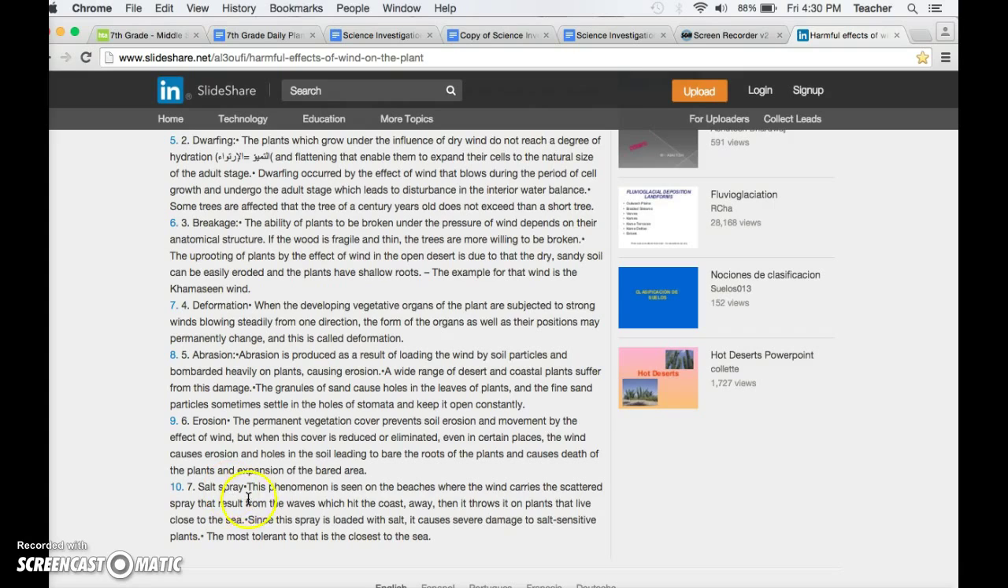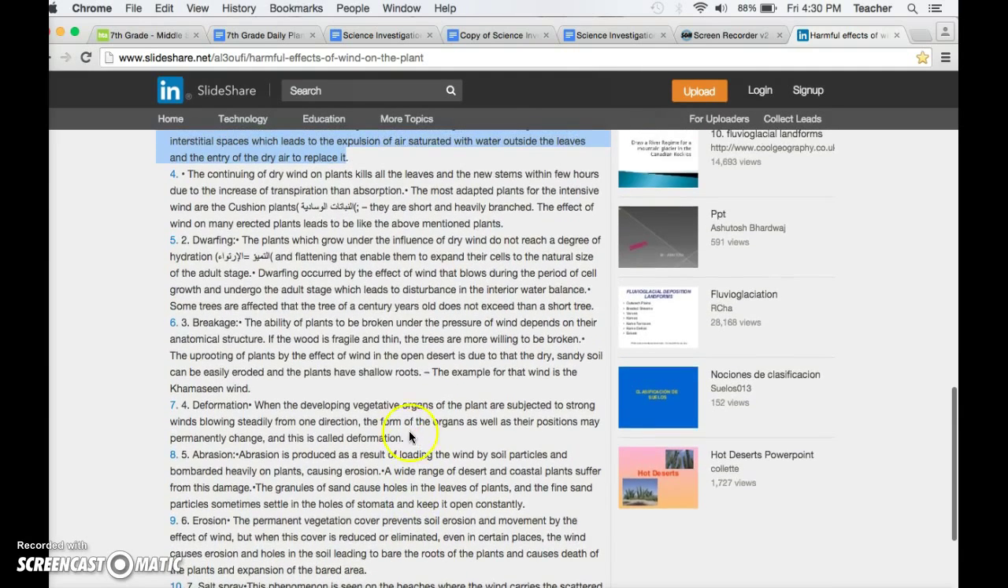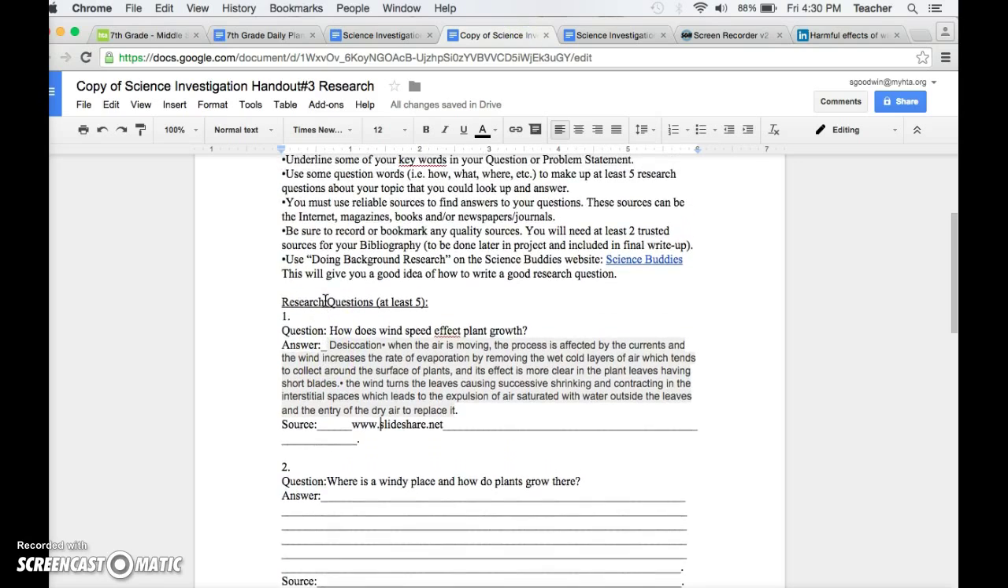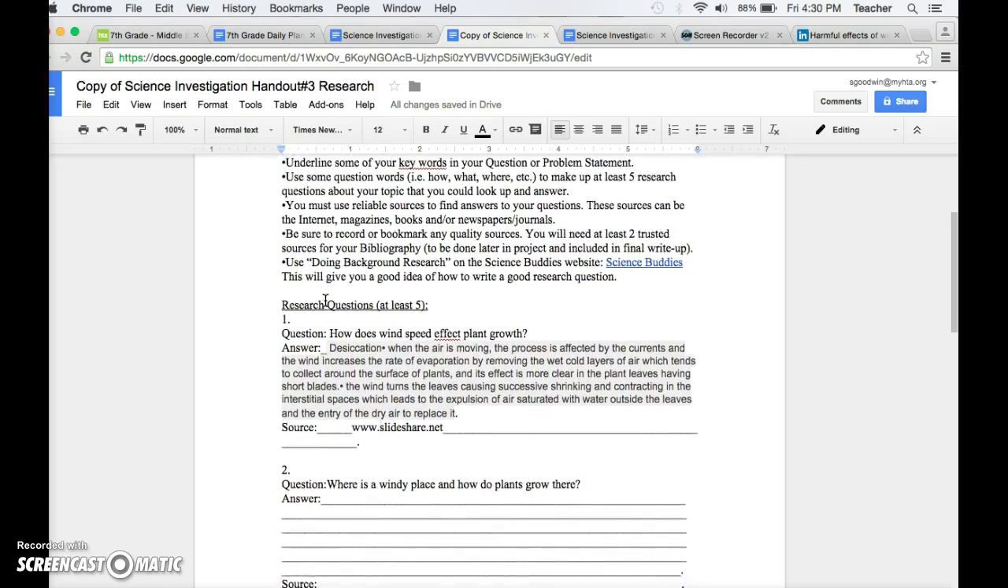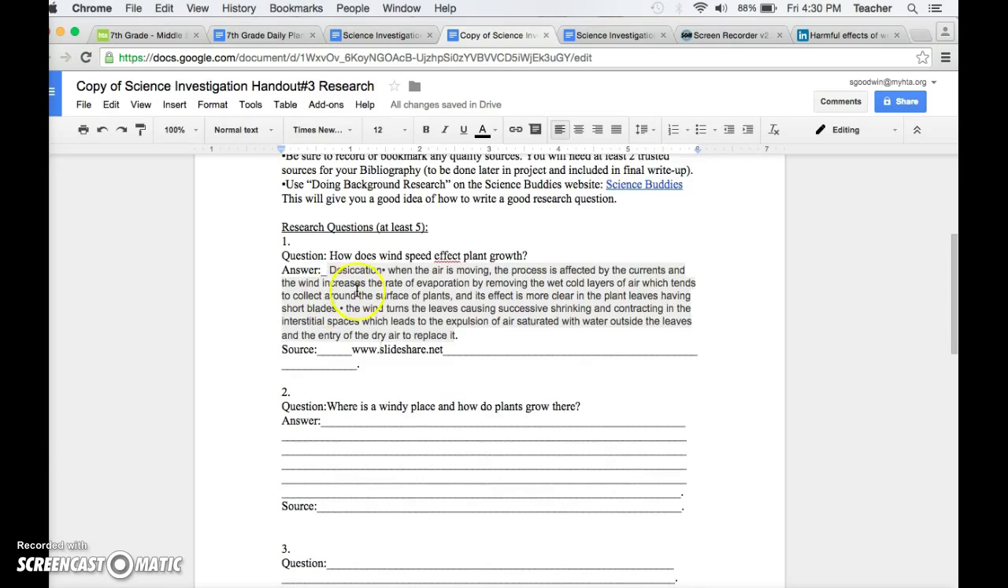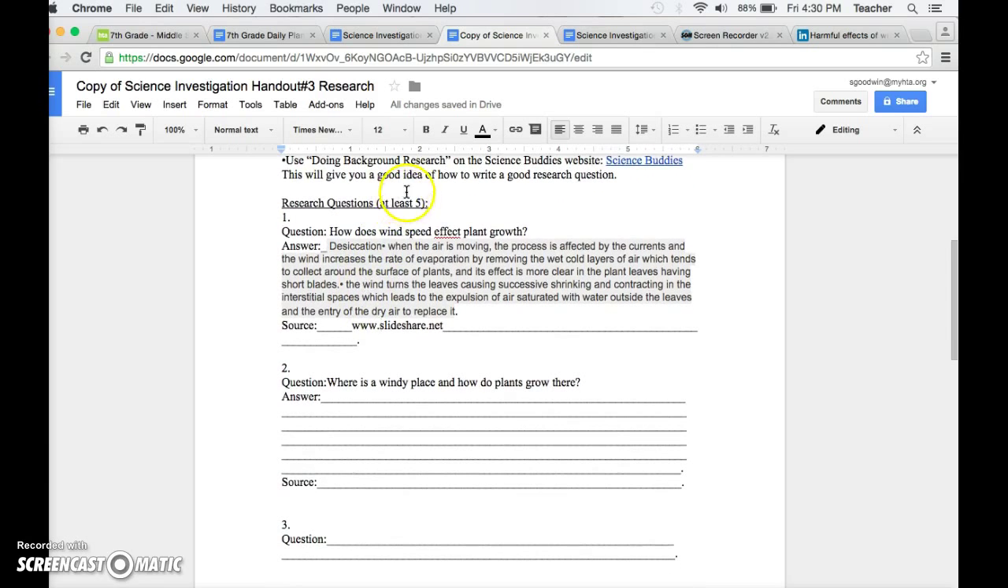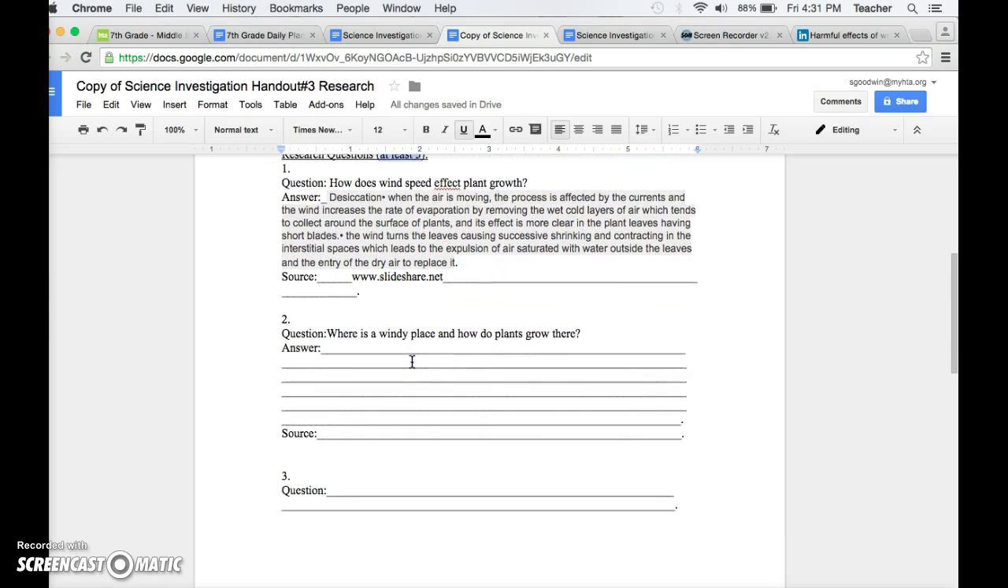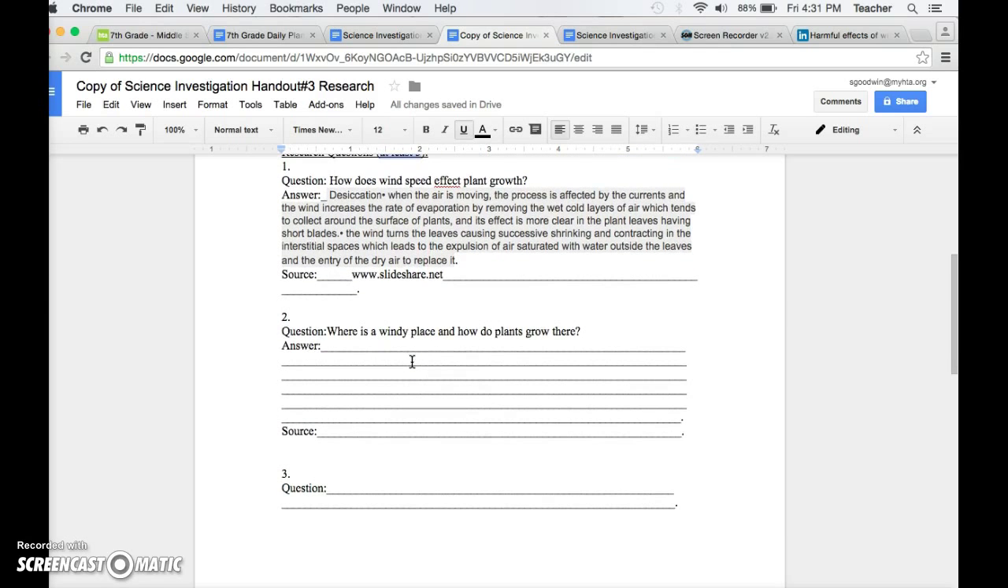You may notice that a lot of different plants have trouble growing near the ocean. But you get the idea. This is a good source. I can get lots of information from it, and I can put it onto my handout number 3 research. So you want to go through, have at least 5 questions, and answer them with information from your sources.